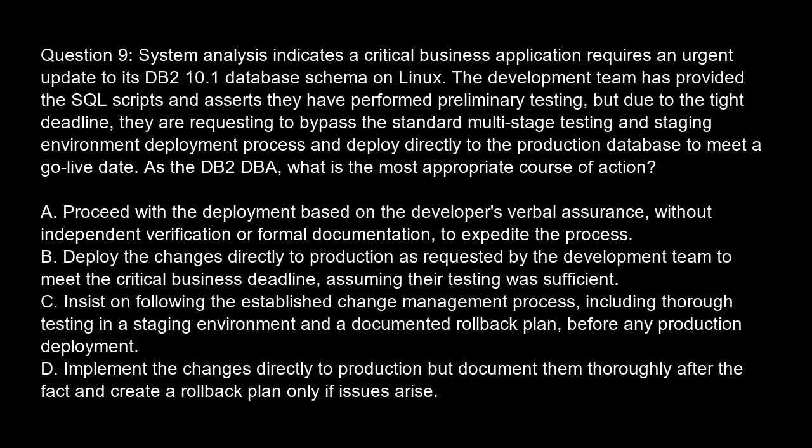Option A. Proceed with the deployment based on the developer's verbal assurance, without independent verification or formal documentation, to expedite the process. Option B. Deploy the changes directly to production as requested by the development team to meet the critical business deadline, assuming their testing was sufficient. Option C. Insist on following the established change management process, including thorough testing in a staging environment and a documented rollback plan, before any production deployment. Option D. Implement the changes directly to production, but document them thoroughly after the fact, and create a rollback plan only if issues arise.